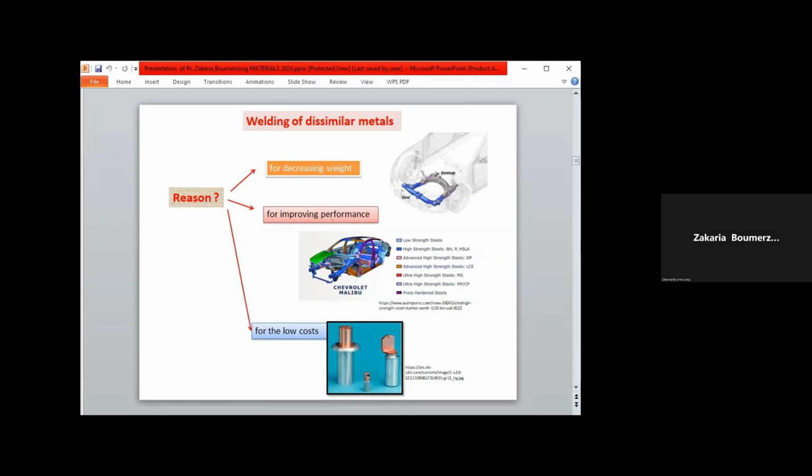For example, we choose two dissimilar metals, and each metal has its own properties. The third reason is low cost. It means in some cases we choose a metal with low cost to weld with another metal with high cost, to gain money.